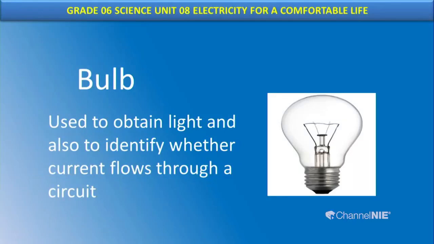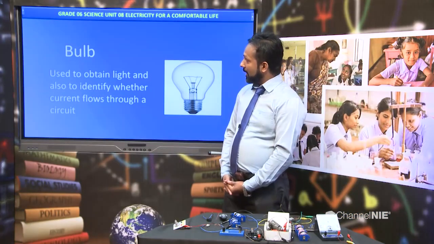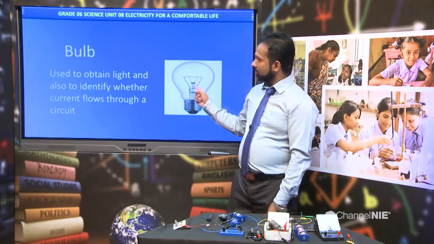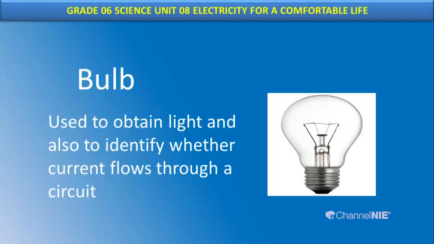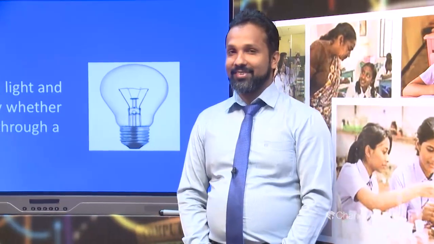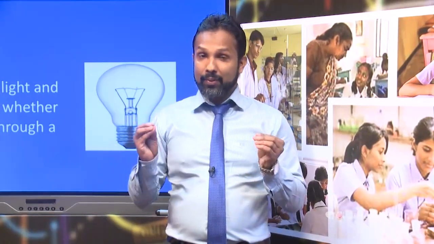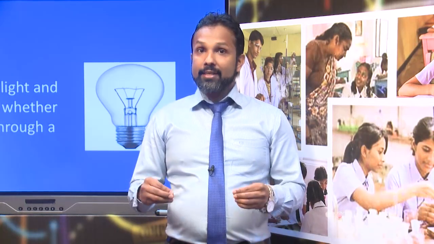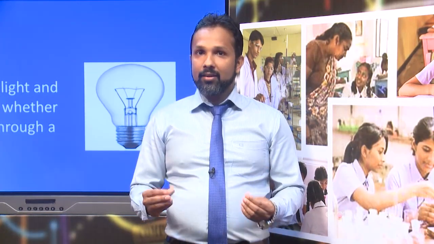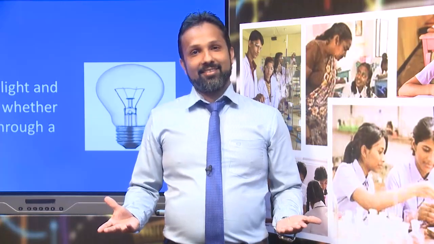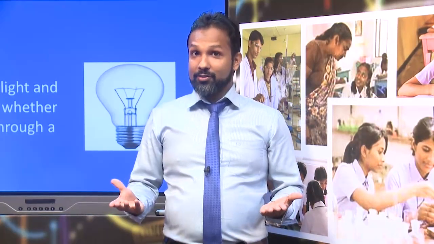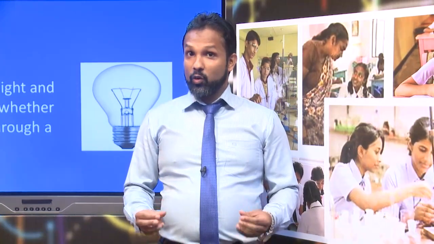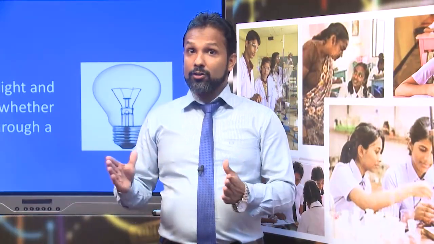Dear children, do you know the use of these bulbs? Right. Bulbs are used to obtain light and also to identify whether current flows through a circuit. Why do I say so? When using a bulb in a simple circuit, if the bulb doesn't glow, we can understand that there is no flow of current. But when the bulb glows, we can identify that current flows through the circuit.